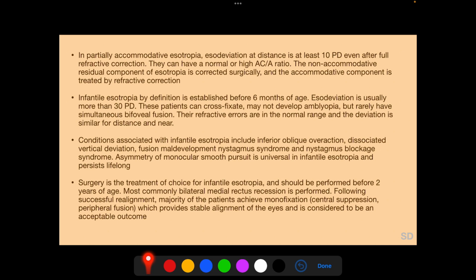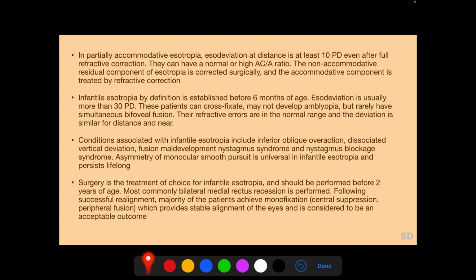In partially accommodative esotropia, esodeviation at distance is at least 10 prism diopters or more even after full refractive correction. Partially accommodative esotropia can also be with a normal AC/A ratio or a high AC/A ratio. The non-accommodative component of partially accommodative esotropia is corrected surgically, whereas the accommodative component of partially accommodative esotropia is treated by refractive correction.